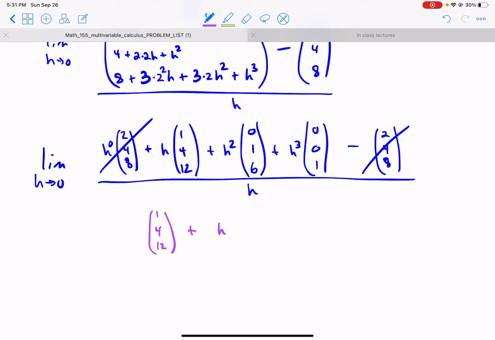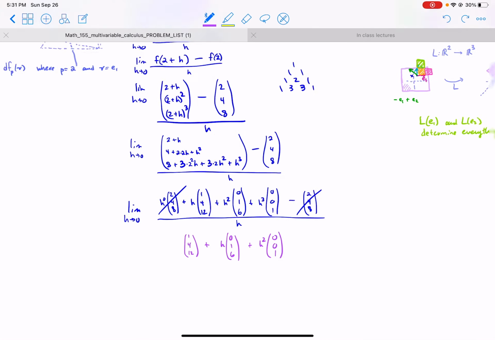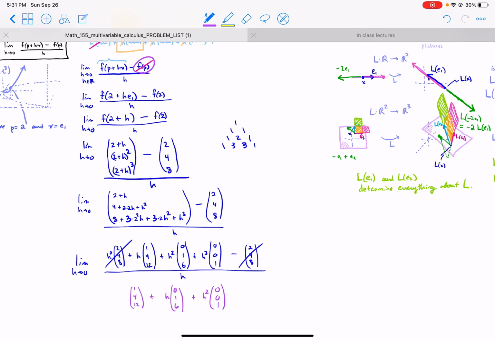Plus h times 0, 1, 6, plus h squared times 0, 0, 1, and that's it. And no more divided by h. I already did that. I divided by h. That's why the h squared became an h, and the h to the third became an h squared. So now I've done with the divide by h. You see that I've canceled the f of p, that got rid of the constant term. Now I've divided by h, and that changed these h's a little bit. In particular, it changed this linear h to a 1.